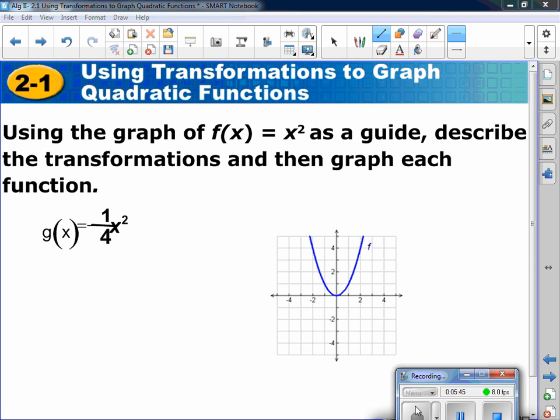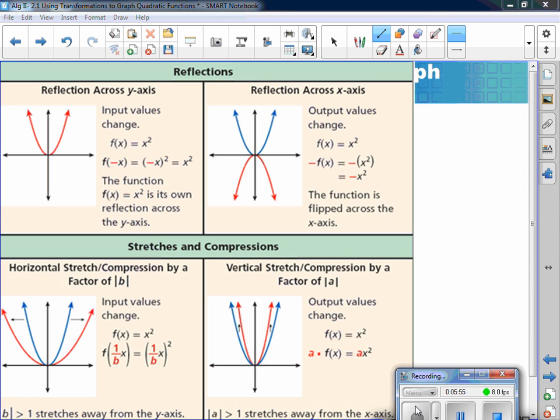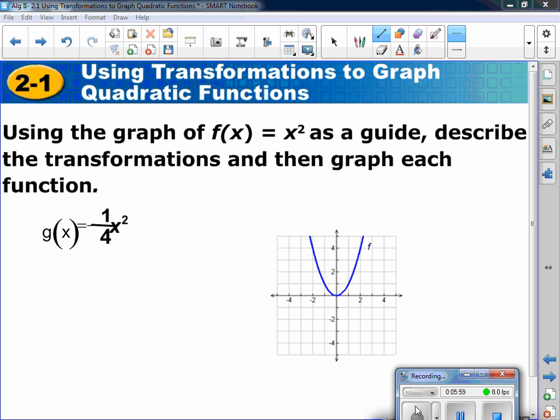Now, that number that is multiplying, is that inside the parentheses or outside? Outside. When you have a multiplier outside, it is a vertical stretch or compression. If it was like this, it'd be on the inside. So it's on the outside. Your factor is 1/4.